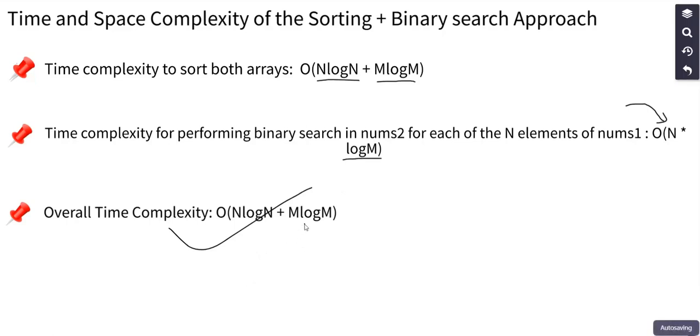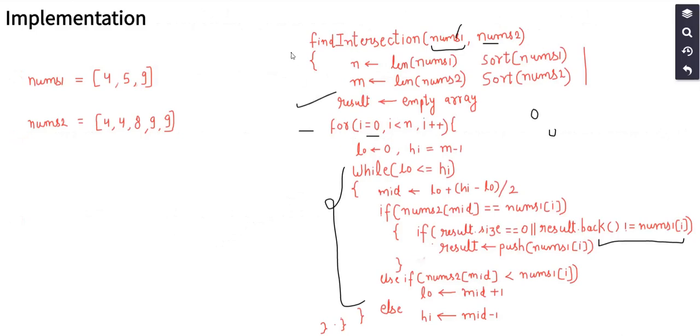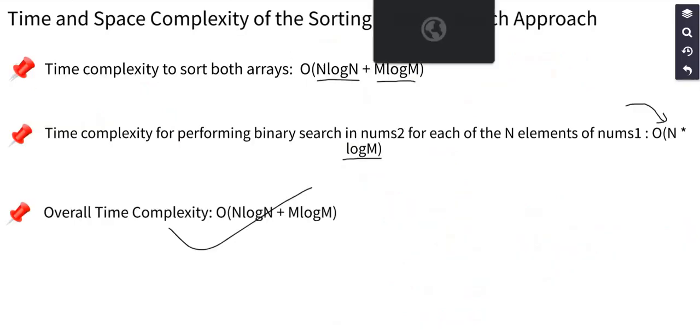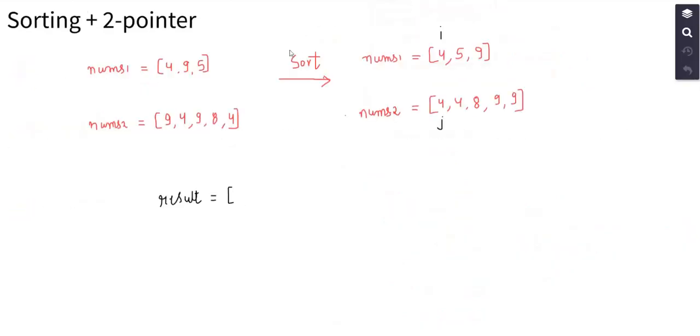And this is a better solution because we are using constant space. We are not using any extra data structure. Now there is another approach to solve this problem, that is sorting plus two pointers. So rather than using binary search, we can also use two pointers. How? Let's see. First we sort the arrays. So these are the sorted arrays.